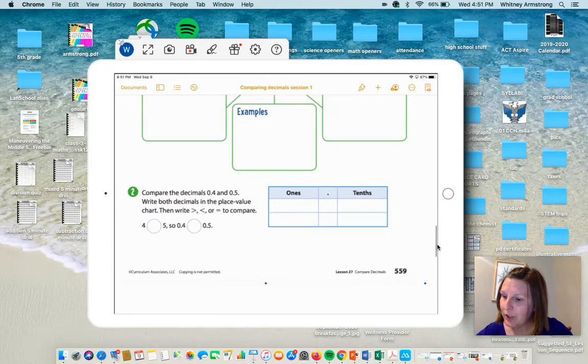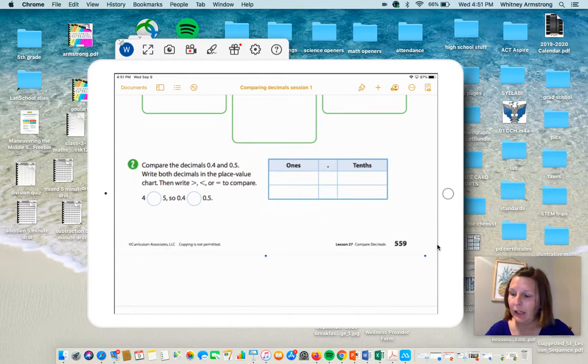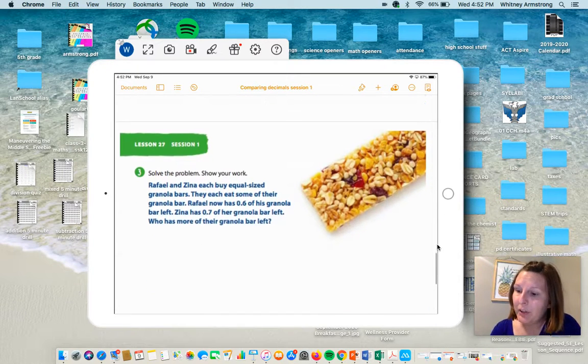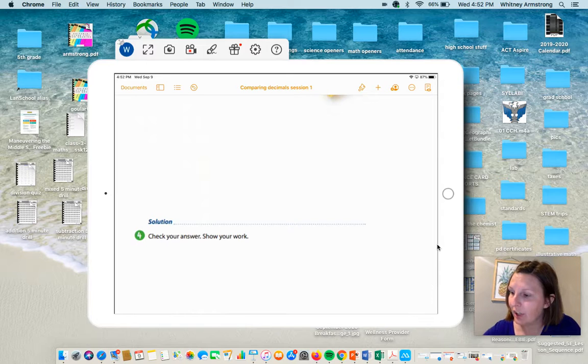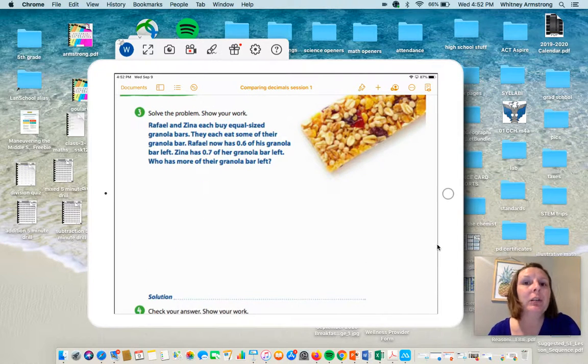So then on number 2, we're doing exactly what we just did. You're putting your decimals into the place value chart, and then you're going to compare them using greater than, less than, or equal to. So you'll have your place value chart filled out, and then you'll have your little circles here with your greater than, less than, or equal to in them. Okay, so let's look at the back. Number 3 gives you a problem to solve. It gives you 2 decimals, and then it asks you who has more of their granola bar left. As long as you work your problem out on number 3, you do not have to do number 4, because number 4 is literally asking you to check your answer and show your work. As long as you show me what you do in number 3, you do not have to do number 4, and you'll get credit for it.